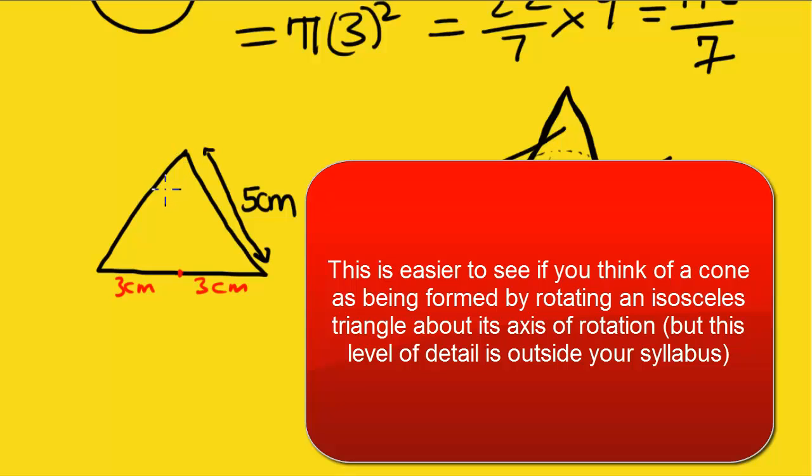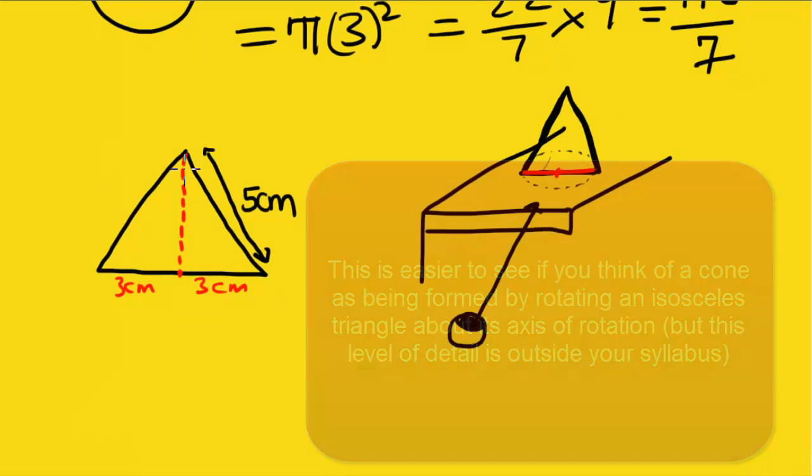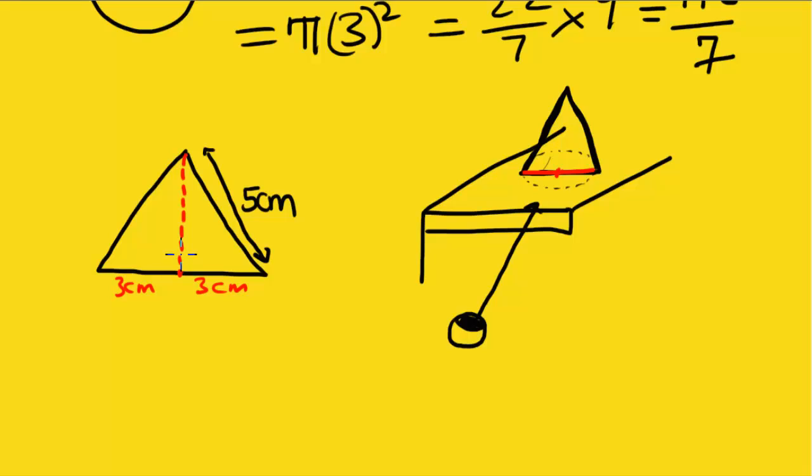But the key thing now is that with a cone, the triangle formed is always an isosceles triangle, and you can always reduce it to a right angle triangle by drawing a perpendicular line in the middle. This is something you should know. And you get a right angle triangle, and this is the perpendicular height, which is the height of the cone.